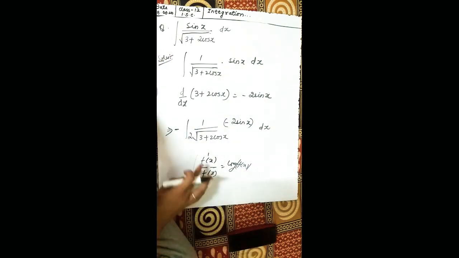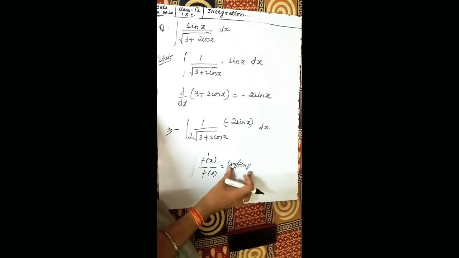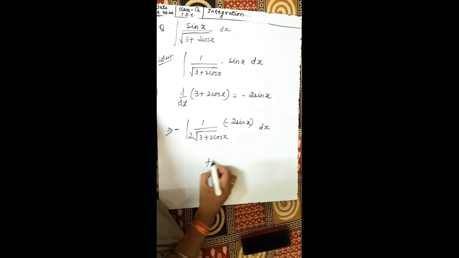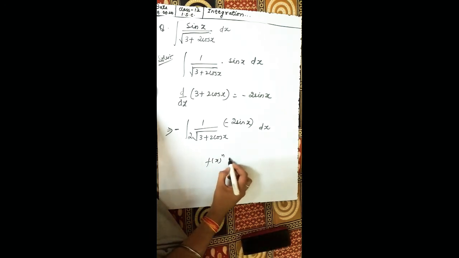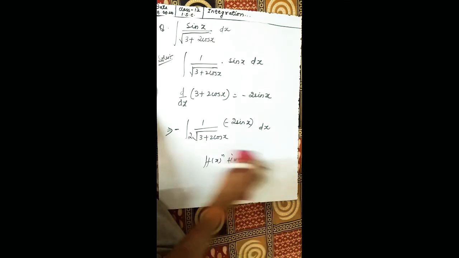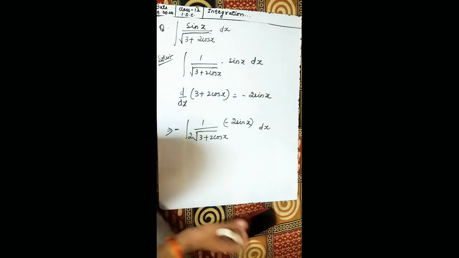You know, not always this rational form will be this one. It would be other also. That means it would be of f(x) to the power n f dash x dx, that one. So how are we going to deal with this one?